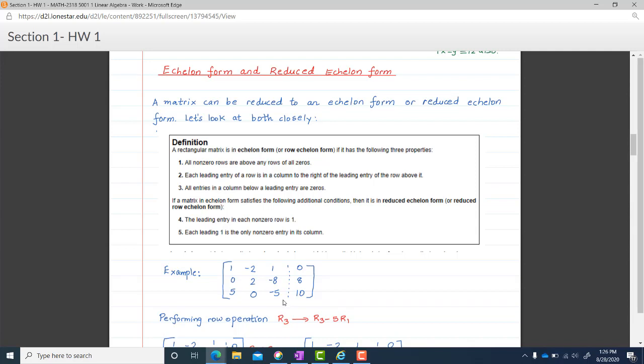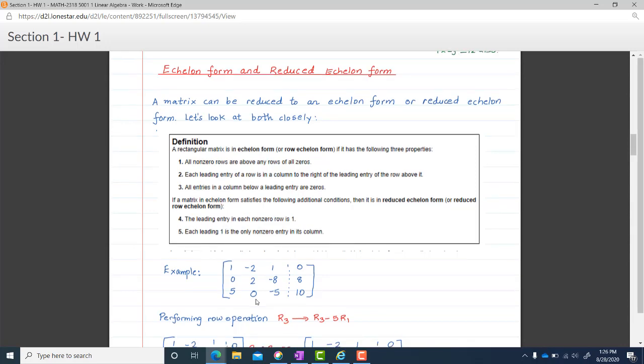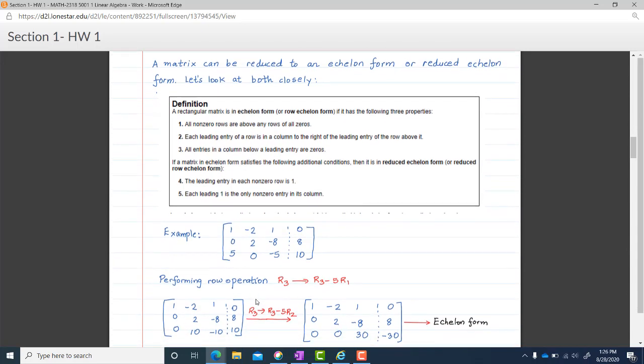Now, all entries in a column below a leading entry are zero. So, for example, this is my leading entry in a row. Then below it, everything should be zero. Then I come to the second leading entry, which is here. Below this, everything is zero. I'm not talking about what's happening above, but below that leading entry in a row, everything should be zero. So that's my echelon form, first of all.